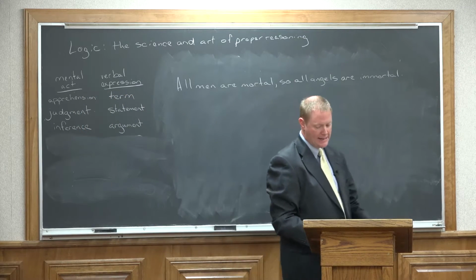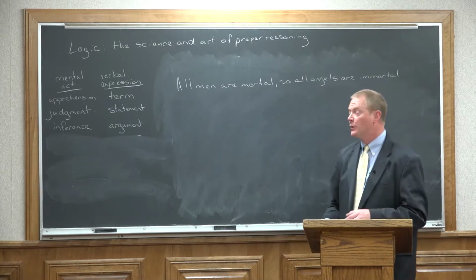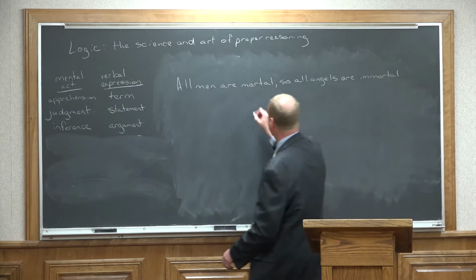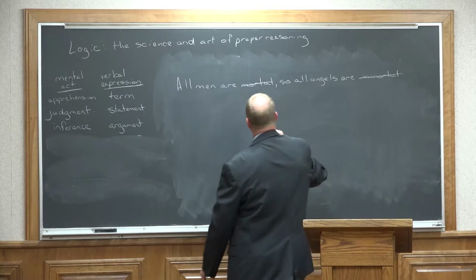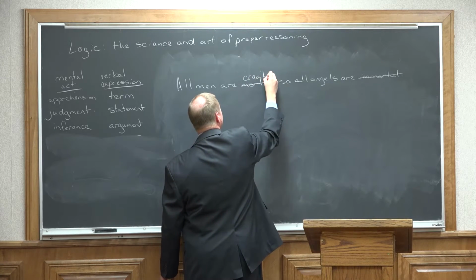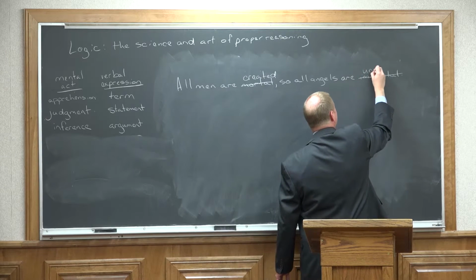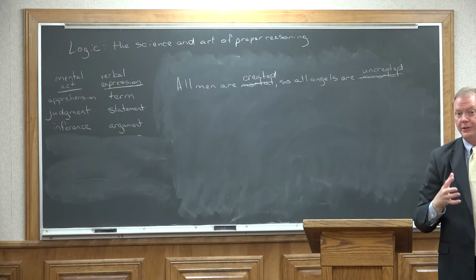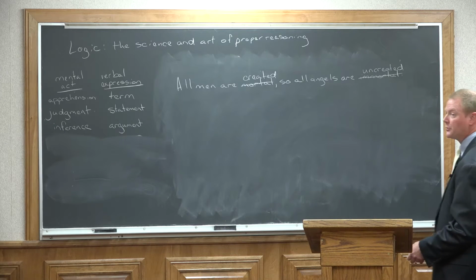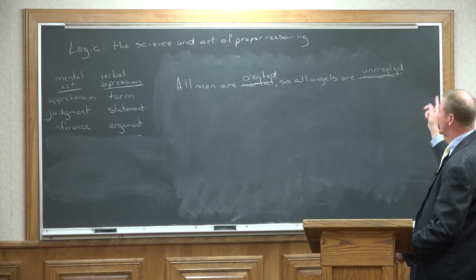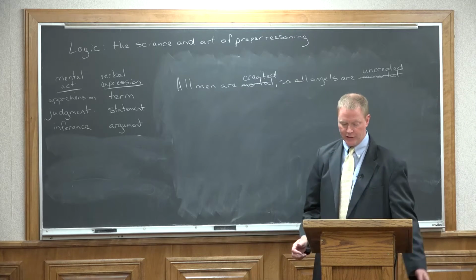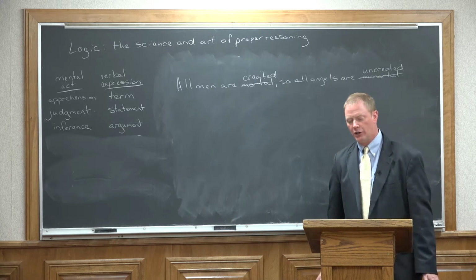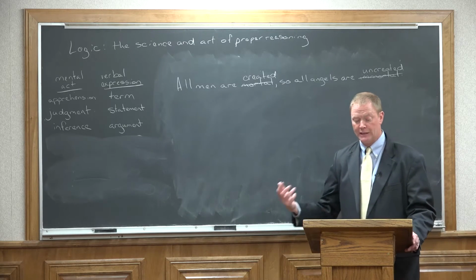Okay, we want to take a look at that. First of all, if we just stick with the mortal, immortal arrangement here, we're going to change these two and say created and uncreated. And so we see here that this enthymeme is invalid because of a problem with the form. All men are created, so all angels are uncreated, is obviously false and exposes the problem. A worse example, all men can reason, so all angels are brutes or idiots, following that same form.